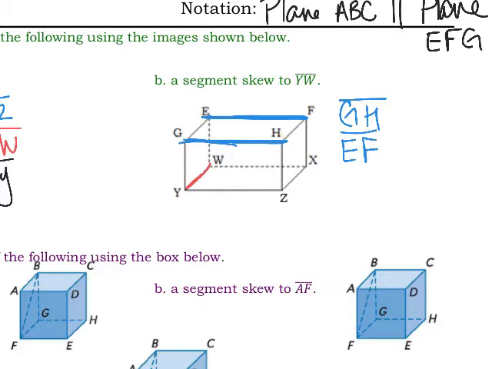Which one were you giving me? H to Z. H to Z? Can H to Z work? Is it going in the same direction? No. Is it intersecting? No. And we want both of those answers to be no.